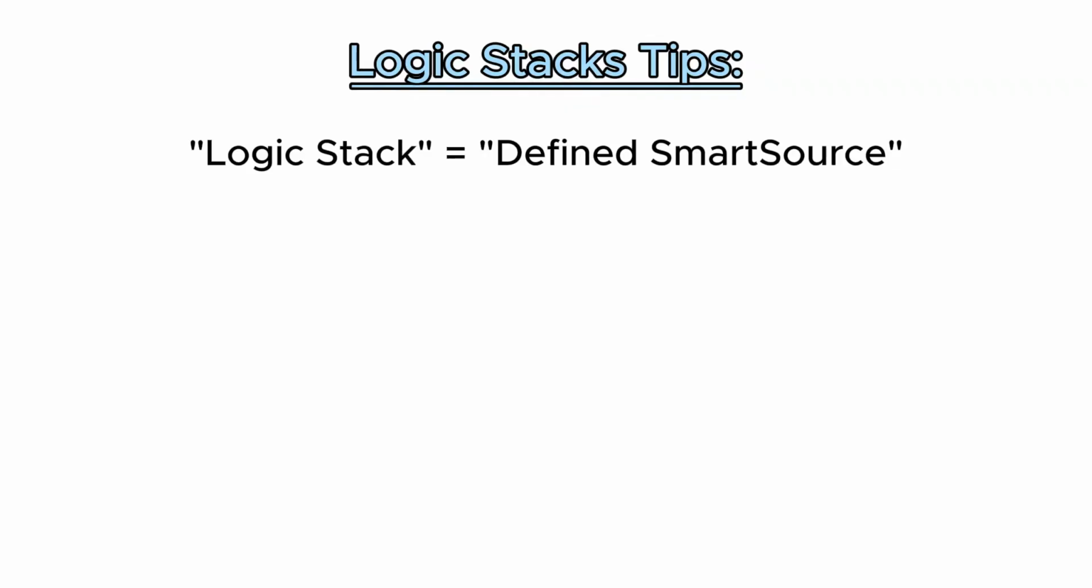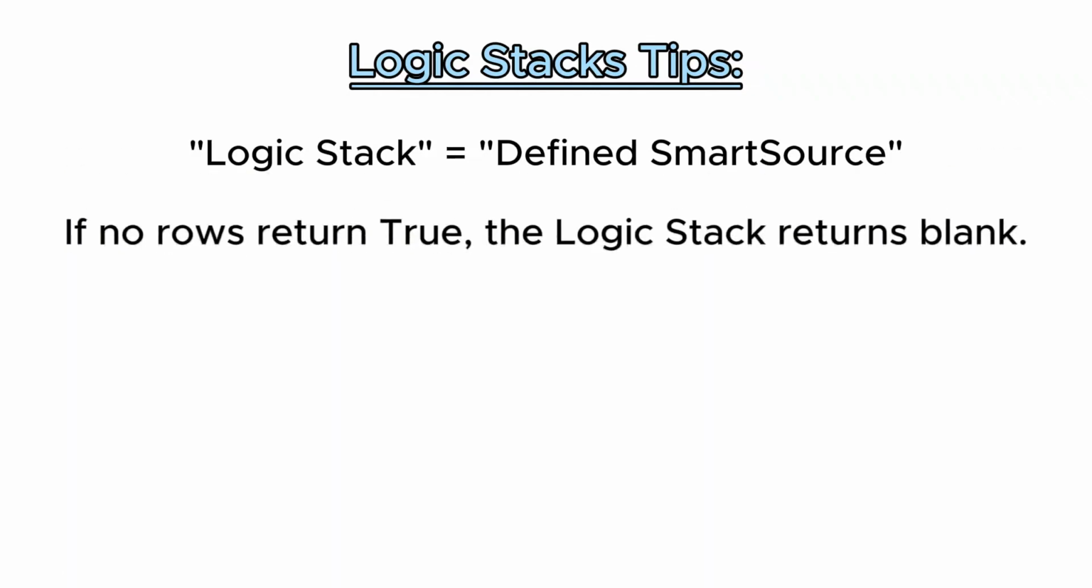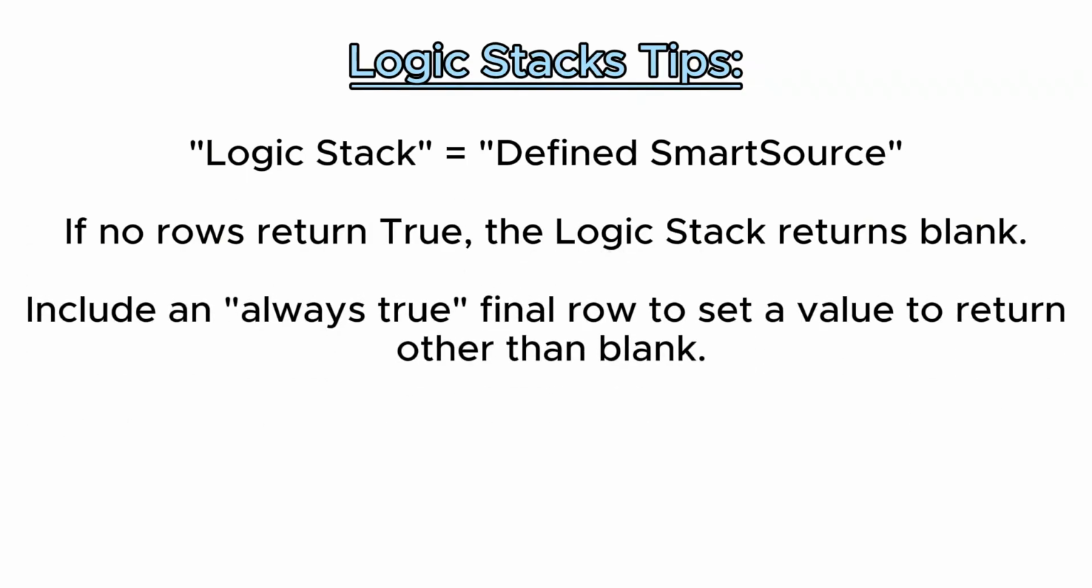Just kidding. So what happens if no rows in a logic stack return true? Well, in that scenario, the logic stack will return a null value or blank. That's why we recommend having a final row in your logic stack that'll always return true with some value. That's exactly what we did in our preferred versus primary name logic stack.